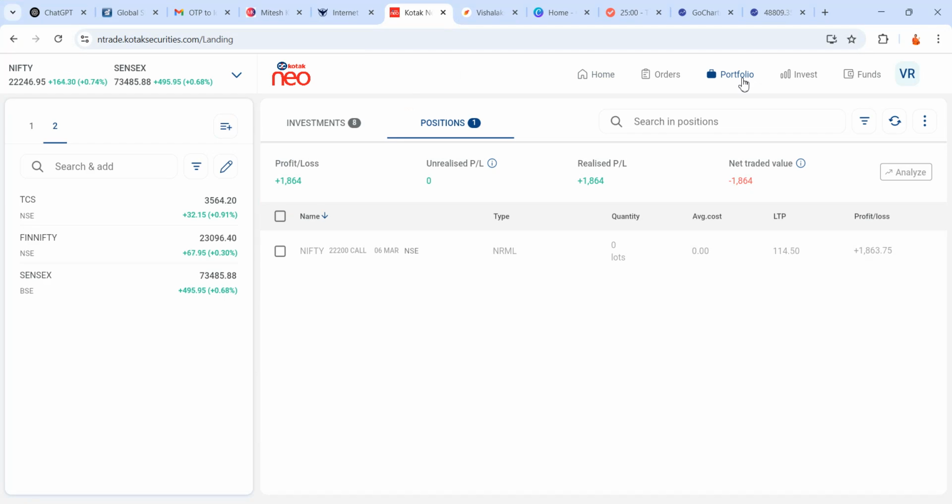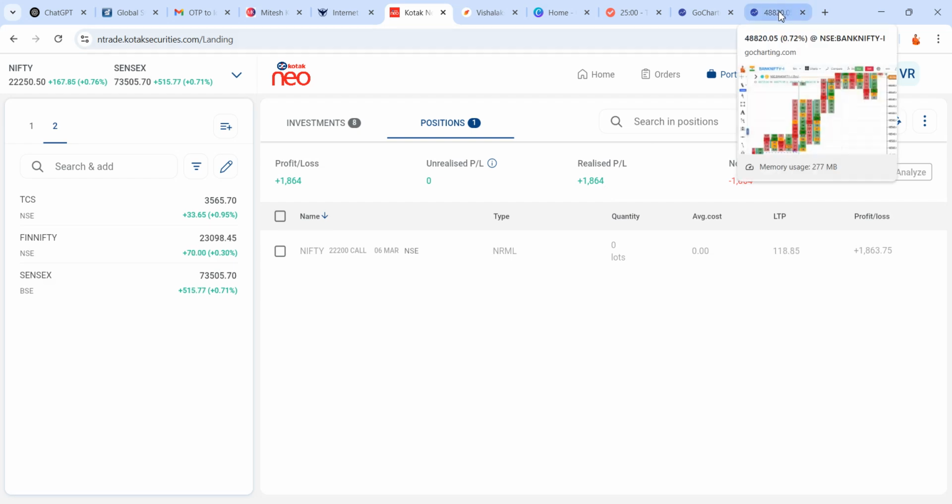I am using order flow charts to take the trades nowadays. If you are new to this channel, I am using CPR pivot points and the order flow charts to take the trade. This is the profit I have earned on my first trade, 1864 rupees. So let's get into the video.